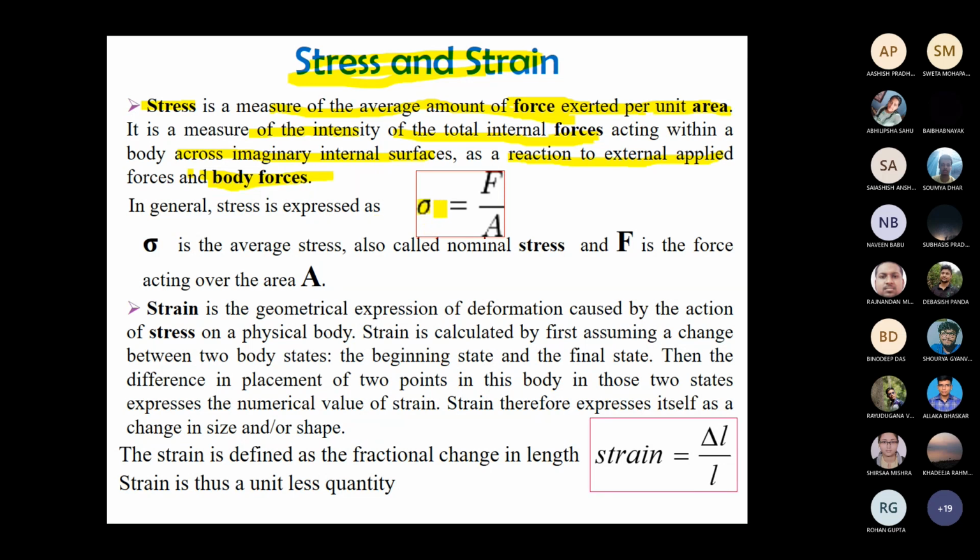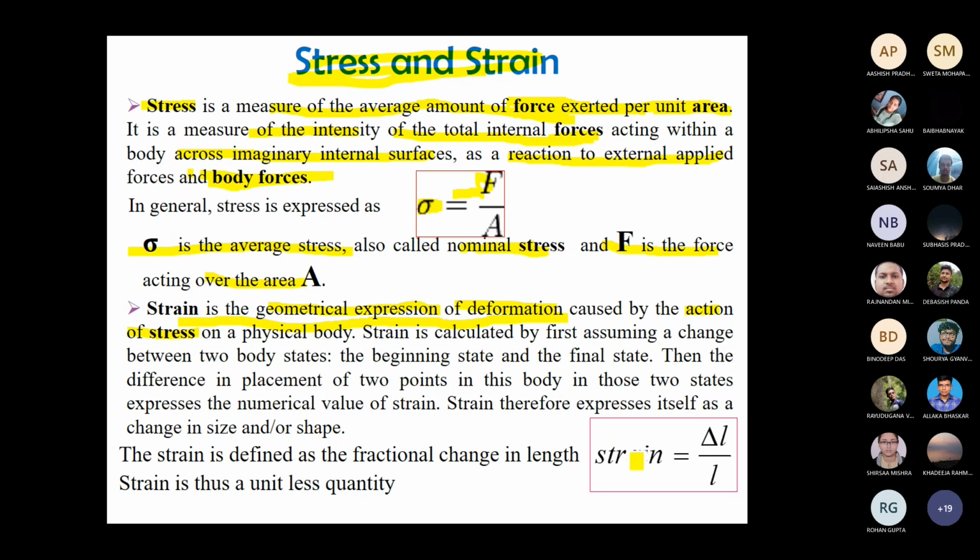So sigma, the average stress, equals F by A. This is nominal stress, meaning perpendicular stress, not angular stress, and F is the force acting over the area A. Strain is geometrical. It is the deformation caused by the action of stress. How much deformation there is under the action of stress is called strain.